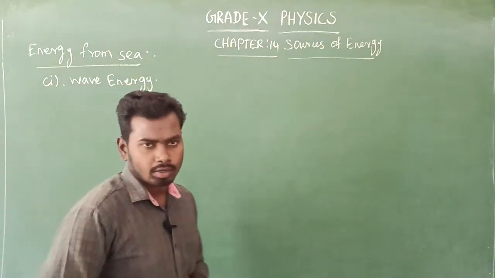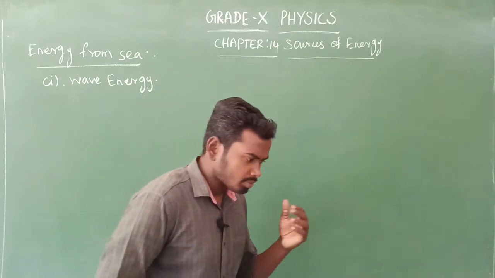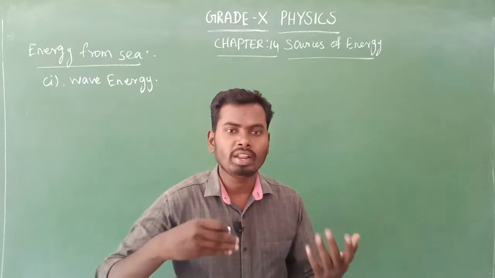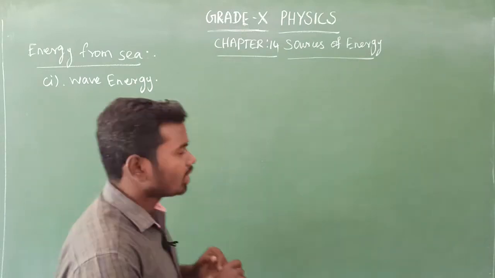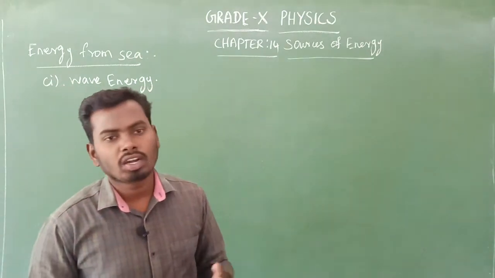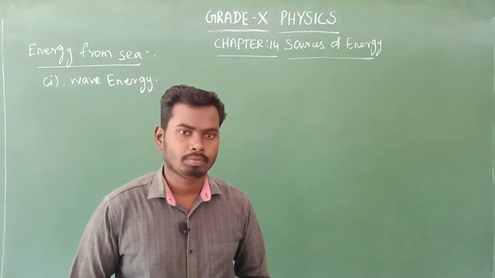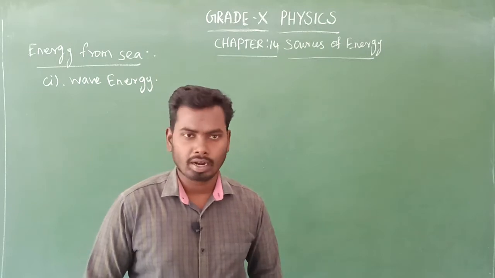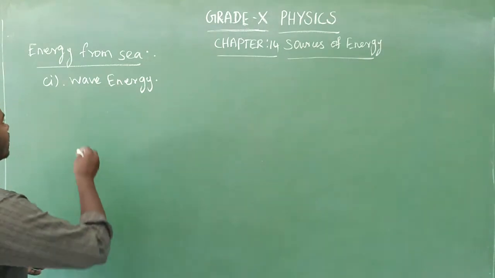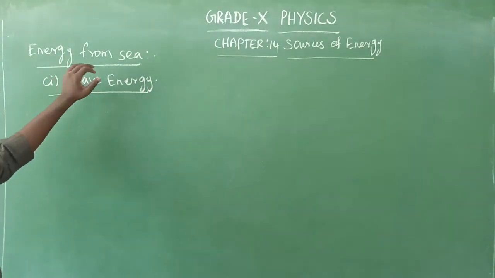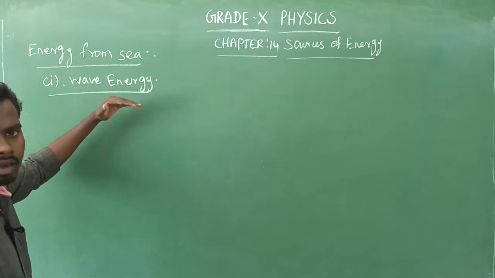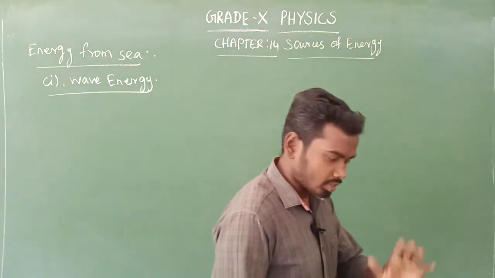So many energies are there. From sea or ocean water, we can generate electricity in so many ways. One of the first ways is wave energy. After that we will see ocean thermal energy. First we will see wave energy. See, energy from sea is the main title. The subtitle is wave energy. Is it clear? Yes. So let's get started.